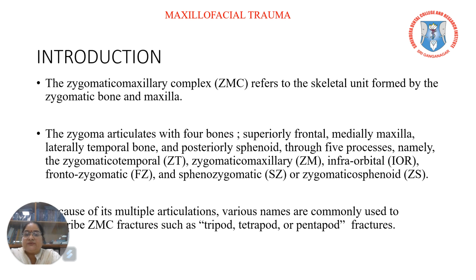The zygoma articulates with four bones, basically superiorly with the frontal, medially with the maxilla, laterally with the temporal bone, and posteriorly with the sphenoid bone, through five processes. What are the various five processes? Namely, zygomatico-temporal, zygomatico-maxillary, infraorbital, zygomatico-frontal, and spinozygomatic sutures area.